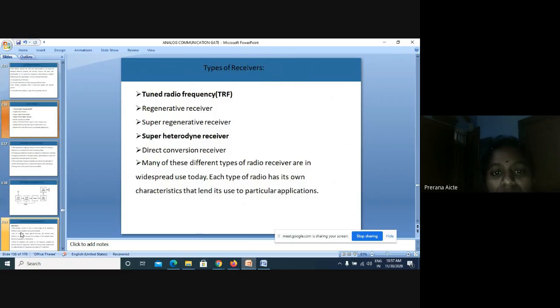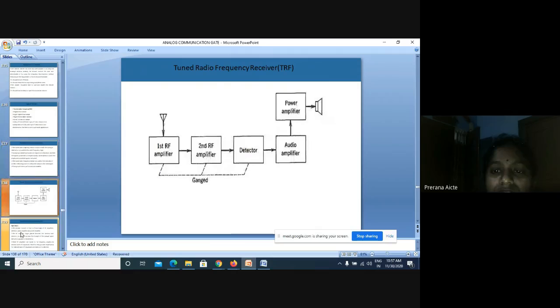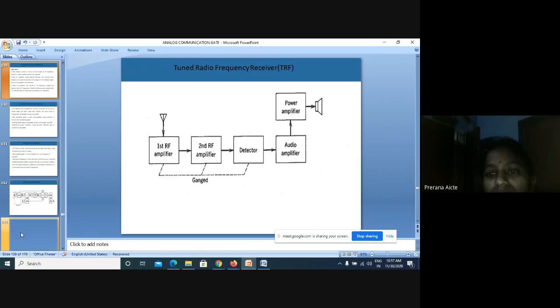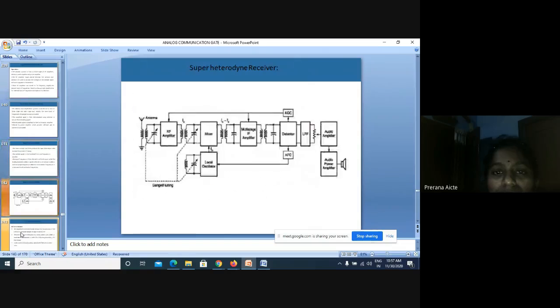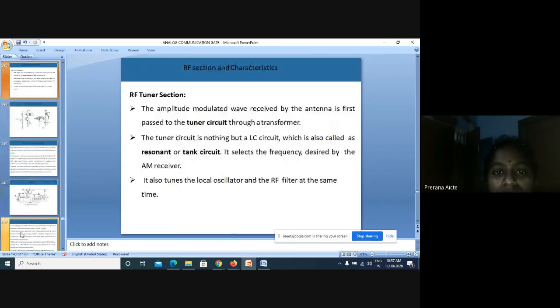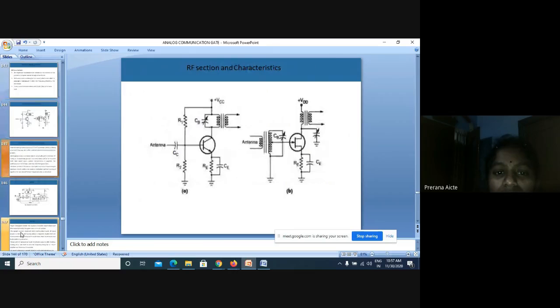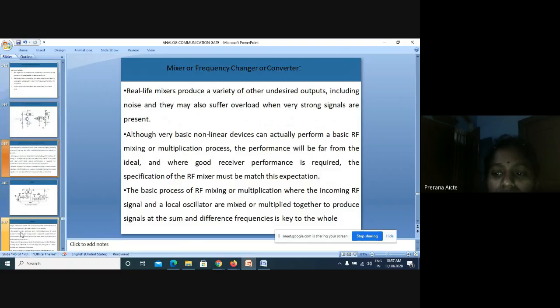And receivers: super heterodyne receiver, tuned radio receiver, frequency. Just now I said all these things. First RF amplifier, second RF amplifier, then we'll have a detector circuit, audio amplifier, and then power amplifiers. It's a super heterodyne receiver. Very important topic from the GATE point of view.